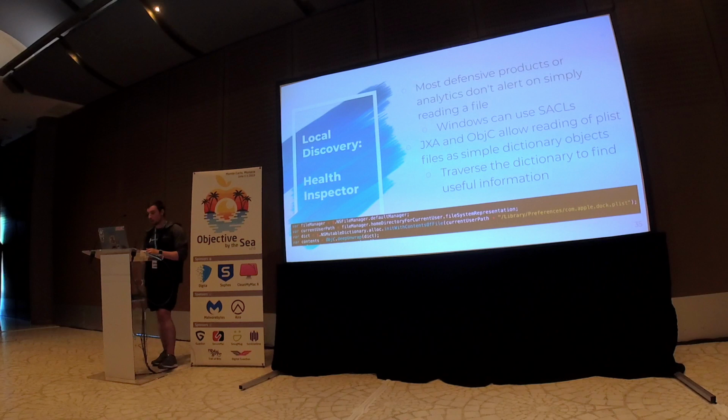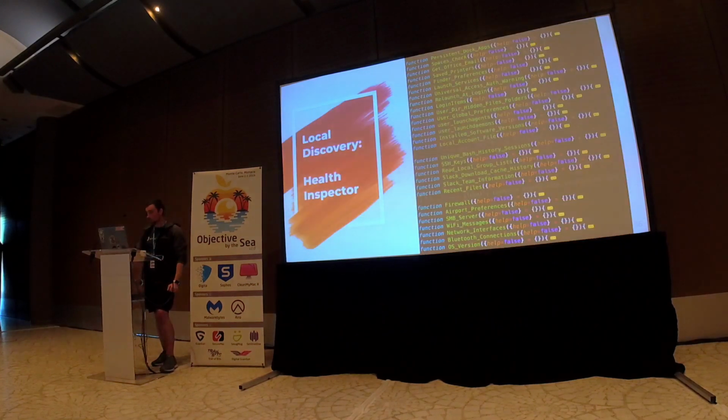But you can see down there at the bottom, it's super easy from JavaScript for Automation to go through and read these plist files. Essentially, all you do is call one function that says, create a dictionary with contents of this file. Plist files are already dictionary objects, whether they're in XML or binary format. So Objective-C under the hood parses that for you already, which is awesome.